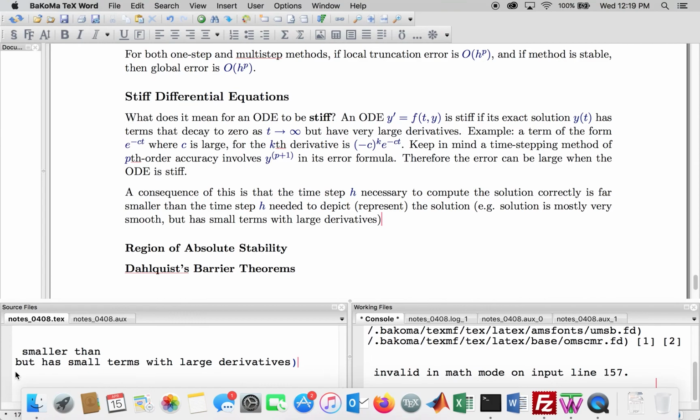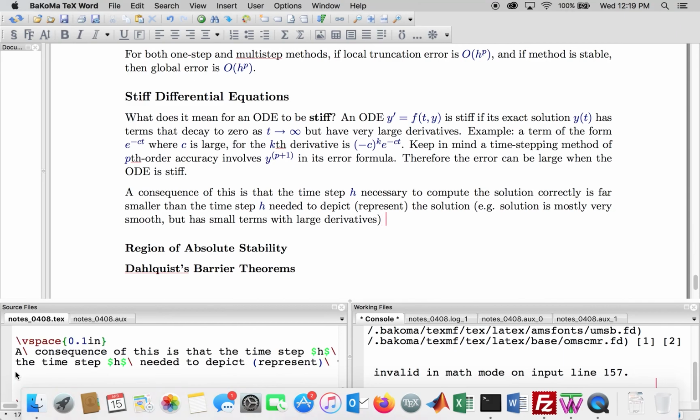So if you're looking at a plot of the exact solution, you might think, oh, that's a smooth function. You don't need many points to represent it accurately with a smooth curve. So maybe you can get away with a large value of the time step h, but it turns out you can't. You need a much smaller h than the appearance of the solution would suggest.